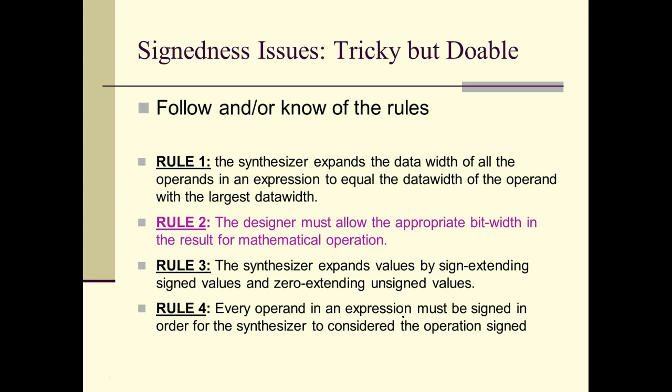So the third rule is that certain operands are going to be expanded in certain cases, and they're expanded based on the signedness of those values. Essentially, it sign extends signed values and zero extends unsigned values. The last rule is that every operand in the expression needs to be signed for the synthesizer to consider the operation a signed operation. If you have even a single value that is unsigned, it's going to consider the entire operation as unsigned.